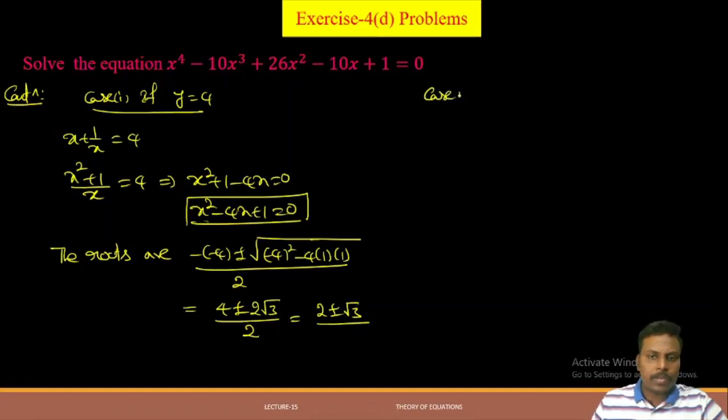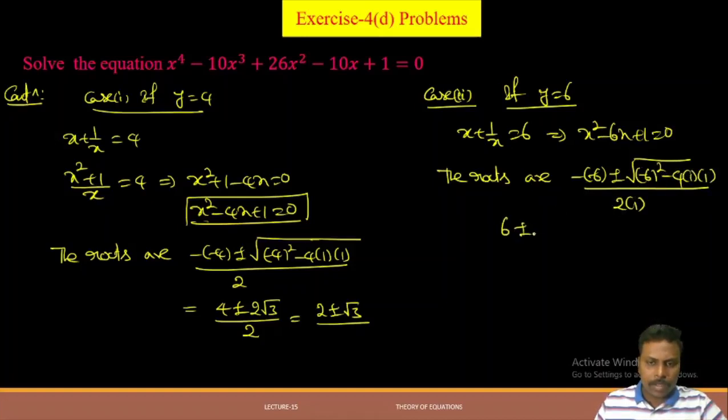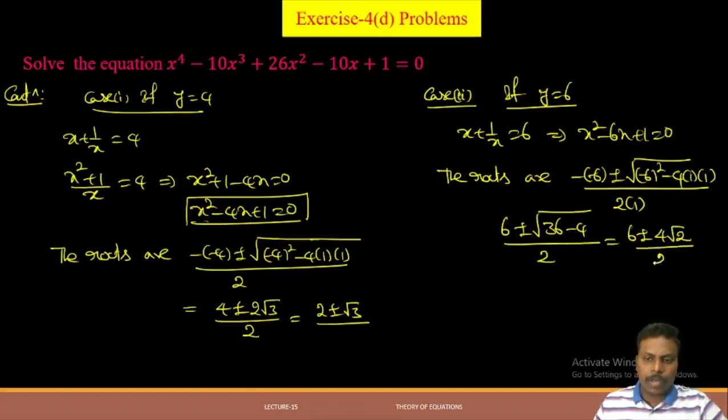Now let me discuss case 2. If y is equal to 6, then x plus 1 by x is equal to 6, which implies x square minus 6x plus 1 is equal to 0. Then the roots are minus of minus 6 plus or minus the square root of b square, that is minus 6 whole square, minus 4 into 1, divided by 2 into 1. So that is 6 plus or minus the square root of 36 minus 4, divided by 2. So 36 minus 4 is 32. This can be written as 4 into root 2, divided by 2. So that is equal to 3 plus or minus 2 root 2.